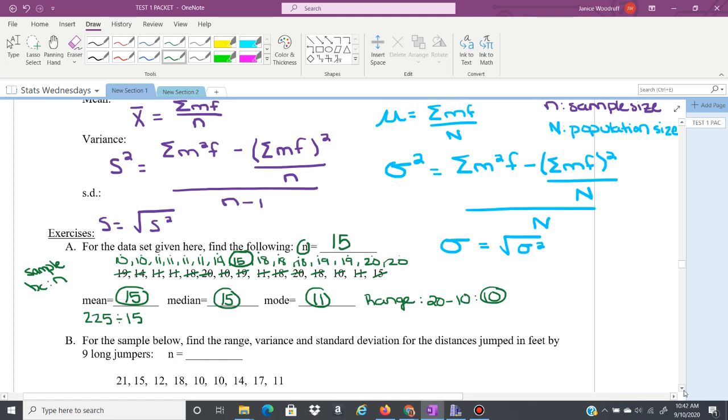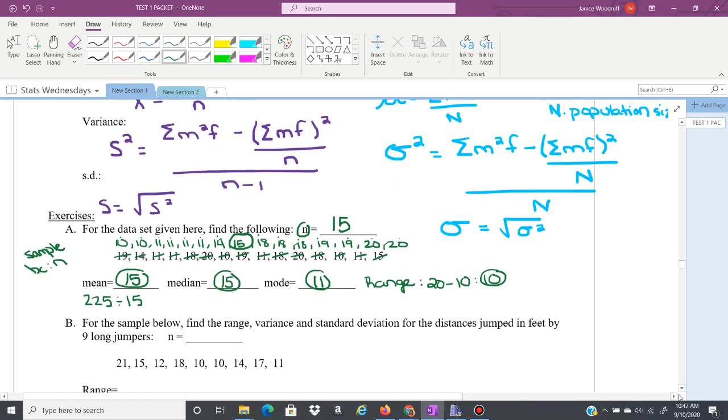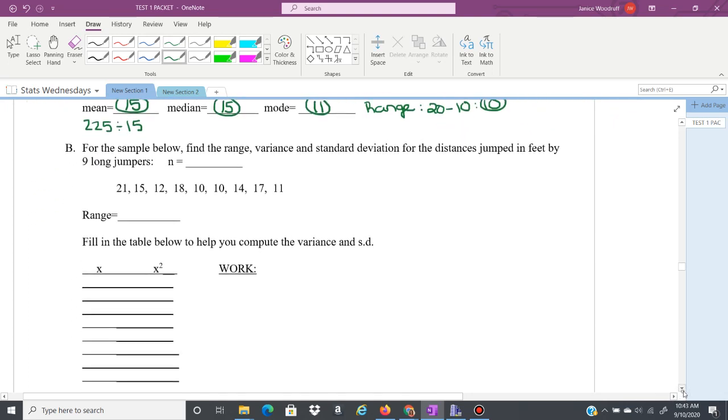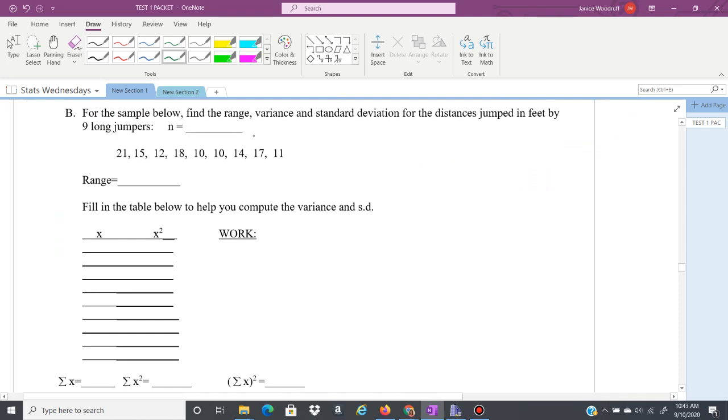All right, so for the sample below, find the range, the variance, and the standard deviation for the distances jumped in feet by 9 long jumpers. So let's see what we've got here. We've got our distances of 9 long jumpers. It is telling us that it's a sample. This is not grouped. So this is actually kind of a review of what we did in 3.1 and 3.2. So we're going to go over that. We can do this one by hand and in our calculator just to go over.